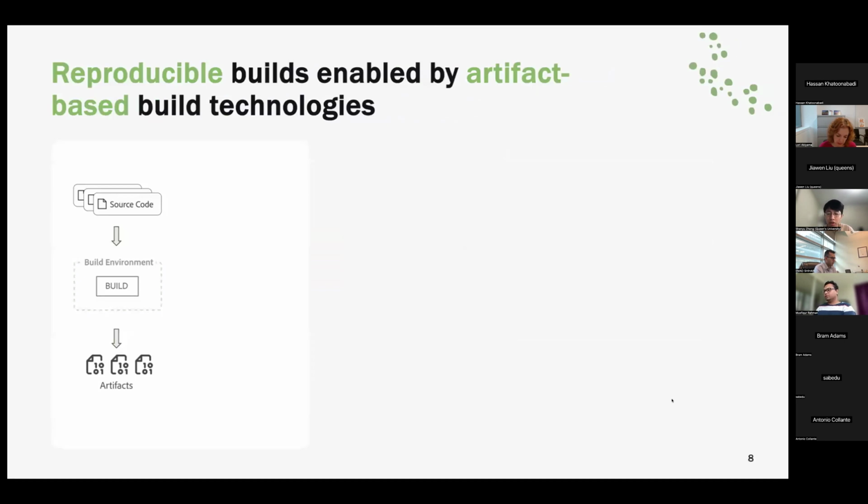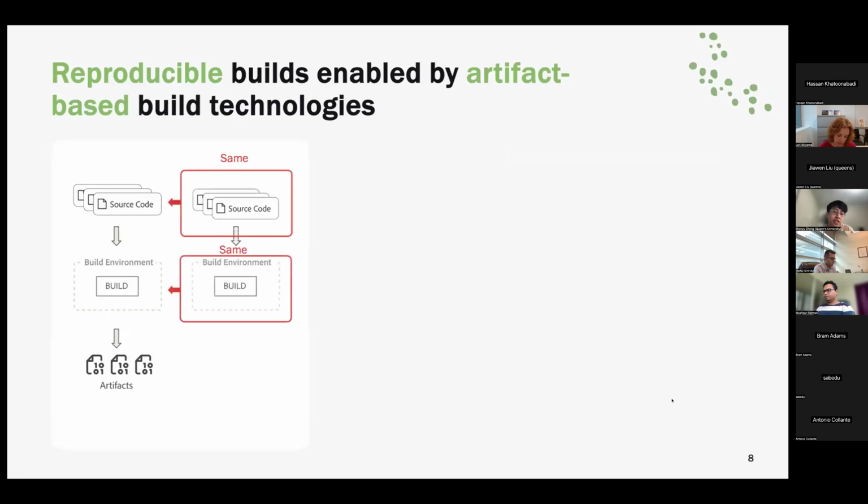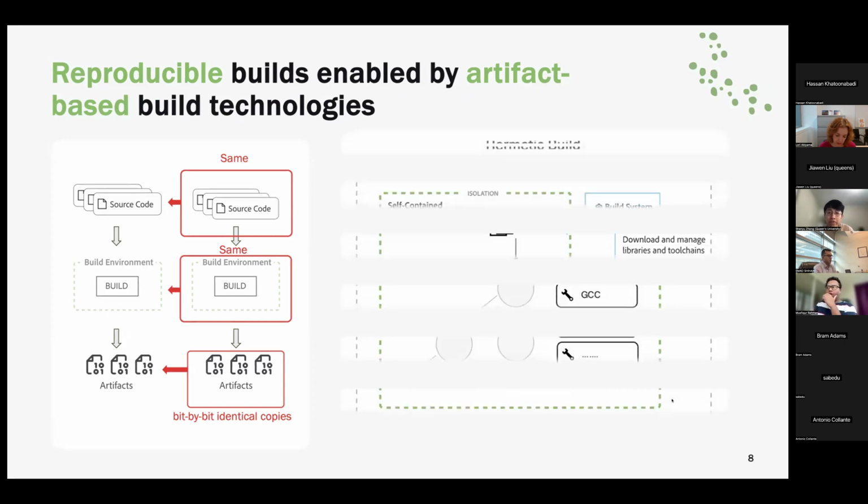In addition, it also provides built-in support for reproducible builds. A build is reproducible when, given the same set of source code and same build environment, it always produces bit by bit identical copies of artifacts. So in artifact-based build technologies, they enable reproducible builds through a technique called hermetic build.